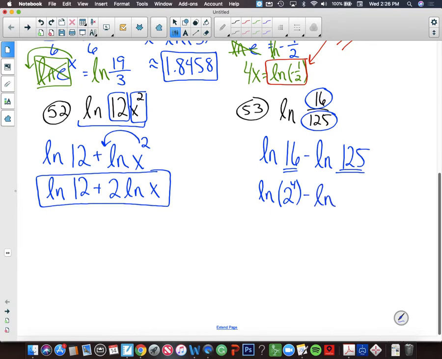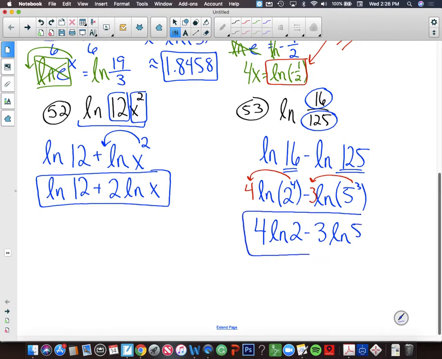So I have natural log of 5 cubed. Okay? In parentheses there too. So remember, exponents can bounce out in front of the logarithms. So these guys, that 4 goes out in front. That 3 goes out in front there. So that's where that answer comes from. So it's 4 natural log of 2 minus 3 natural log of 5, just like they have in the textbook.